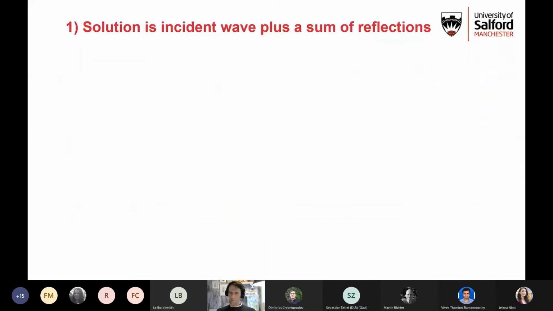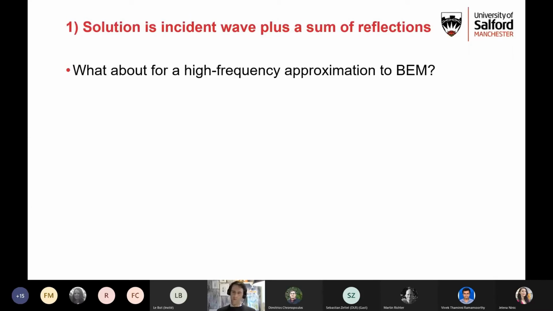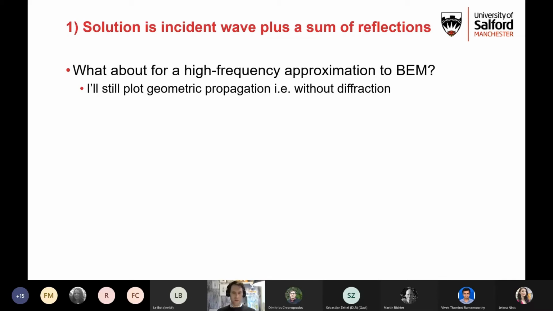My point is just how boundary element method does the same thing. So what about if I did a high frequency approximation to BEM? What I'm going to do is plot geometric propagation, as in without any diffraction. Don't worry, diffraction will arrive shortly.